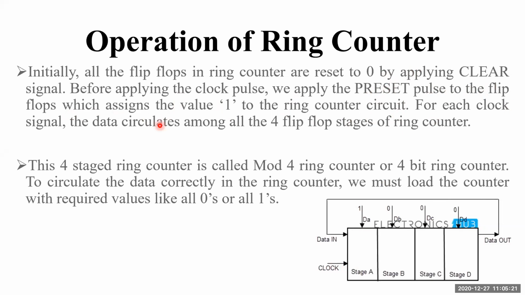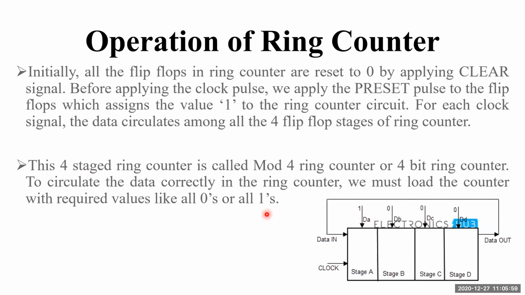For each clock cycle, the data circulates among all four stages of this ring counter. Once the data is obtained, on every clock cycle that data will be circulated. It goes from this stage to another stage, then this one becomes 0 and this one becomes 1. For the next clock cycle, if the 1 has come over here, it now goes to the next stage and this one becomes 0. That's how the circulation takes place. This four-stage ring counter is called a mod 4 ring counter or a 4-bit ring counter.